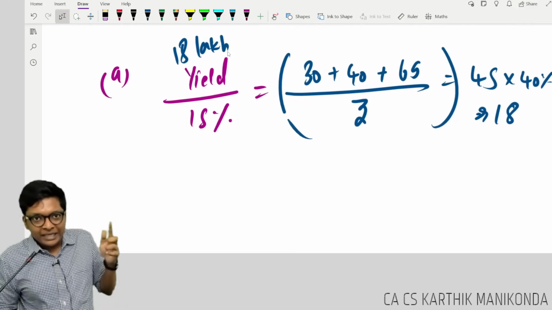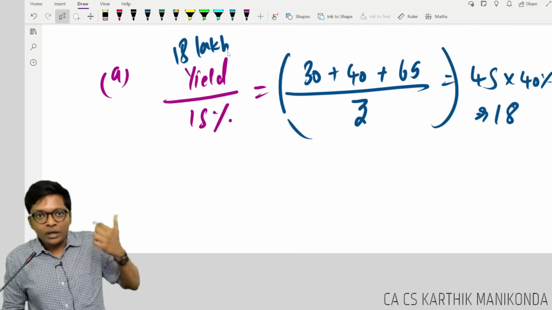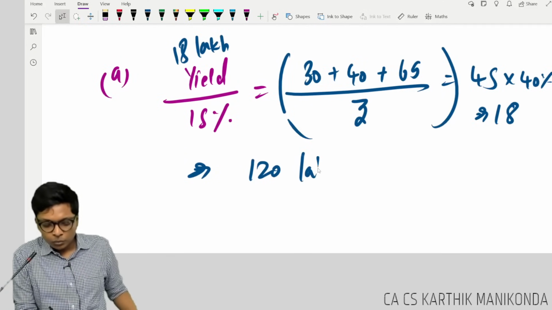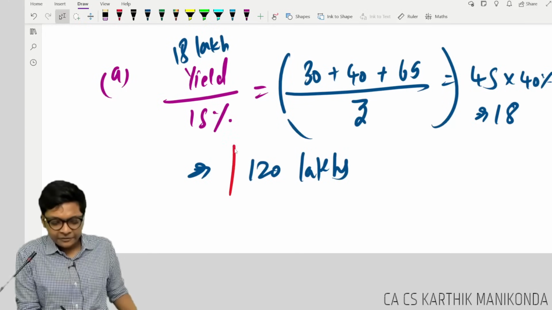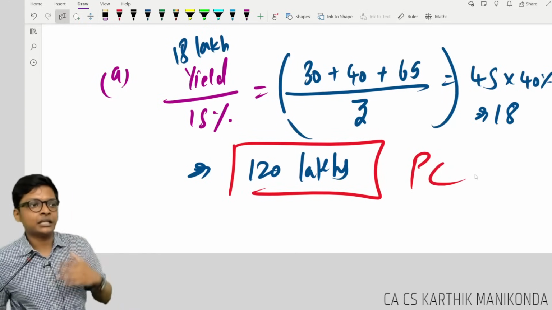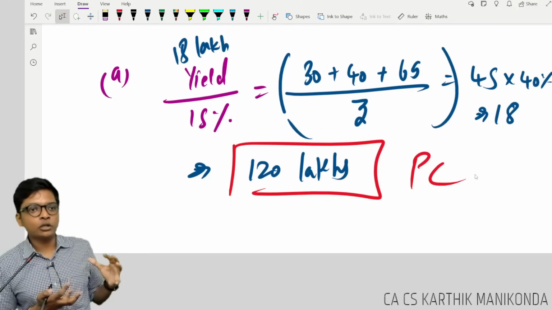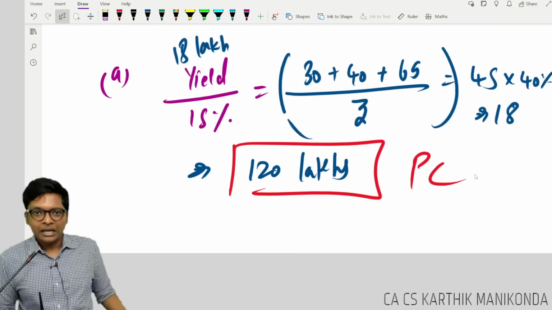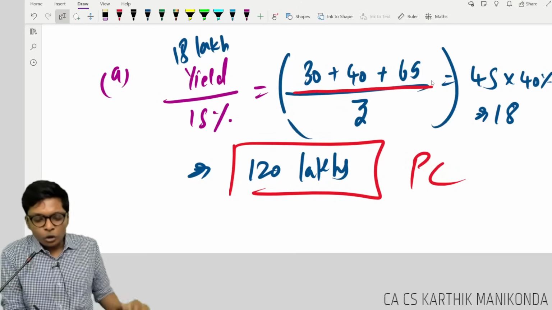If I have to get 18 lakhs as return, what is the capitalized value? 18 lakhs divided by 15%. 120 lakhs is my purchase consideration. Point A is done. Are you following? Only the question looks complex. Steps are simple. Are you following, guys? Understanding? I am just following what they told.